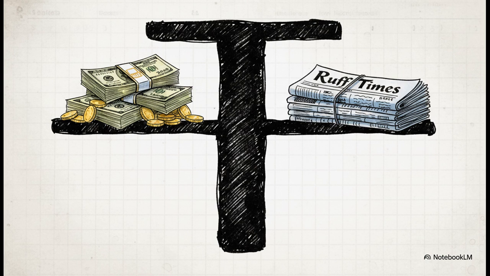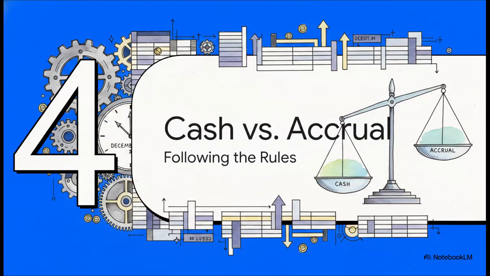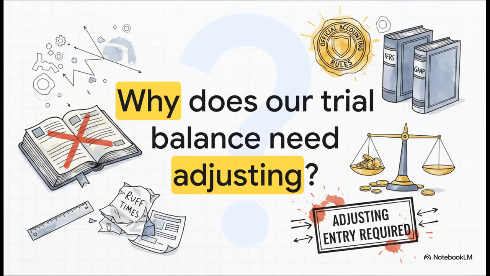It's just a beautifully simple visual tool. Up next is Section 4, cash versus accrual. Okay, let's fast forward to December 31st, the very end of your financial year. We put together an unadjusted trial balance just to make sure our total debits and credits match up. But here is the climax of our story.